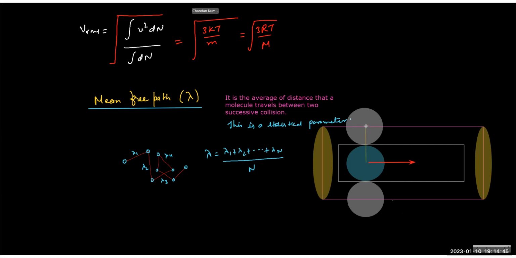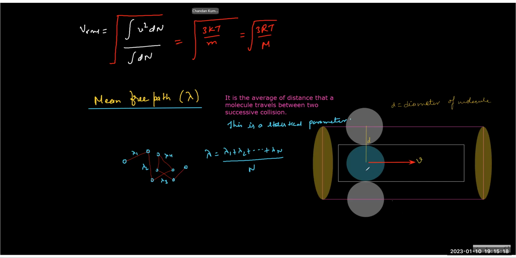And the radius of the cylinder is equal to the diameter of the molecule. Yes or no? Yes, sir. Because this is the diameter of the molecule, I'm assuming all molecules to be identical. So d is called the diameter of the molecule. If I assume the average velocity of this molecule to be V, let's say this V is the average.